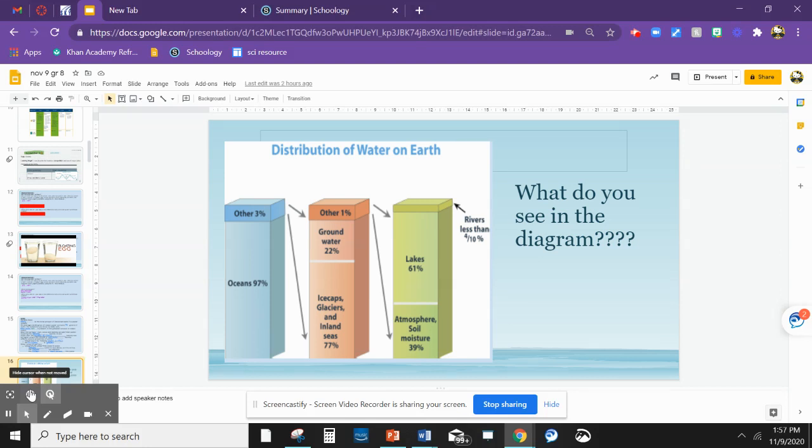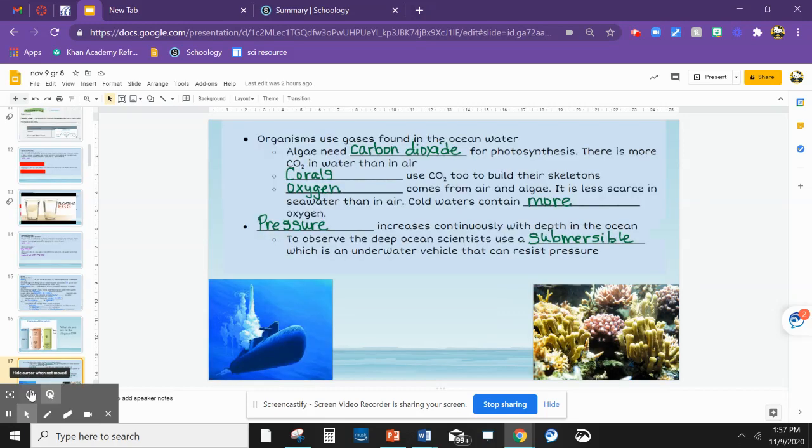Looking at the distribution of water. This was something you saw on a homework assignment as well. Some more notes here.